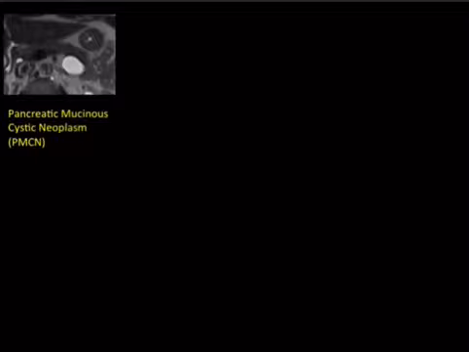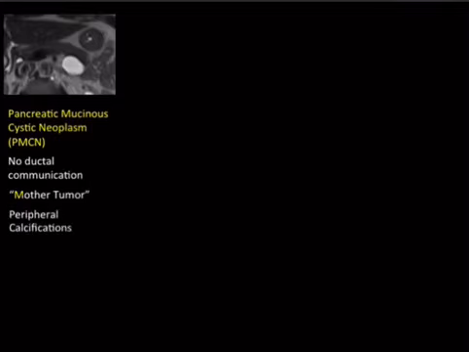So pancreatic mucinous cystic neoplasms: mucinous. There is no ductal communication. It is the mother lesion, M for mucinous, M for mother. The calcification pattern is peripheral. They are commonly in the tail, and they're bad guys. They are precancerous. Mucin's always bad, right?